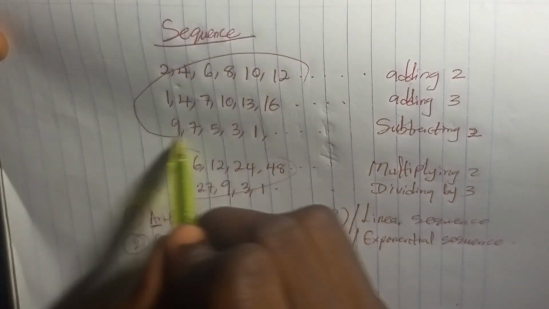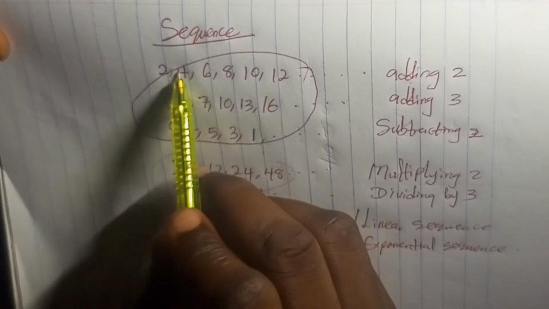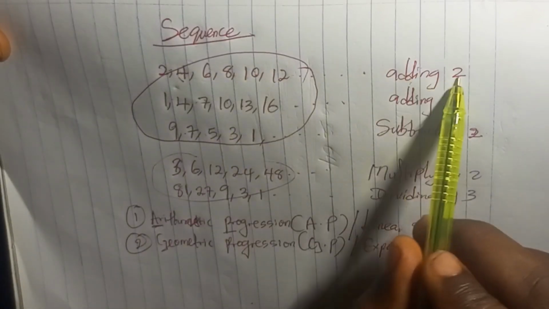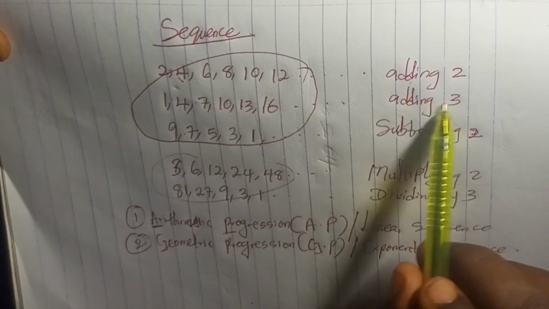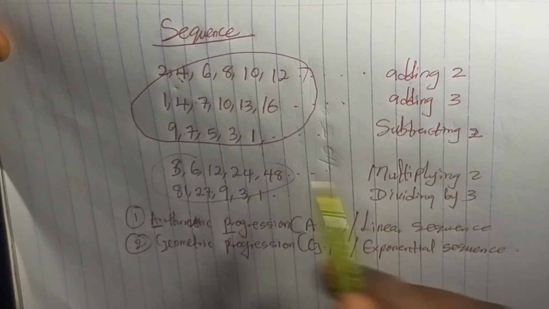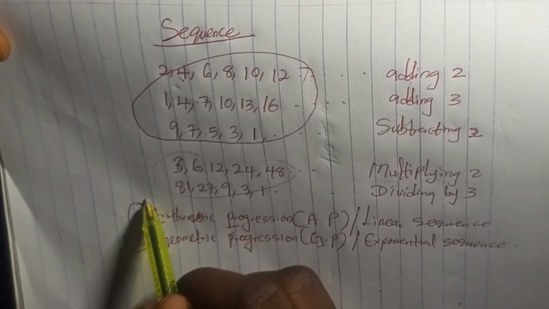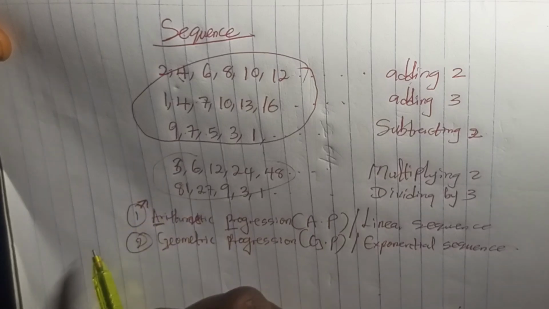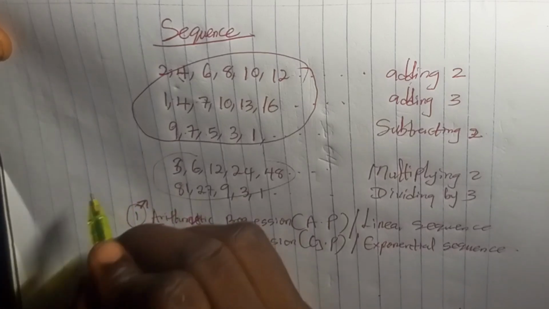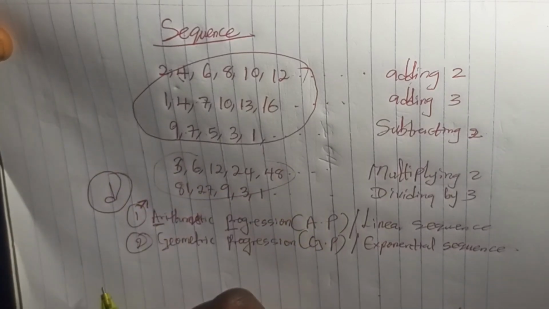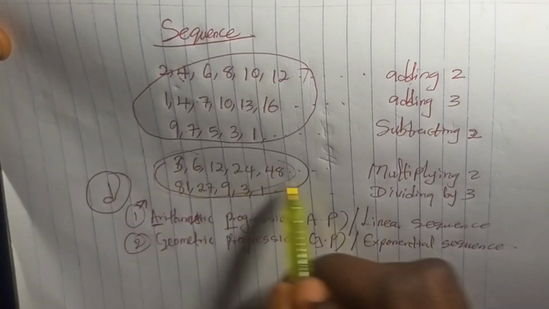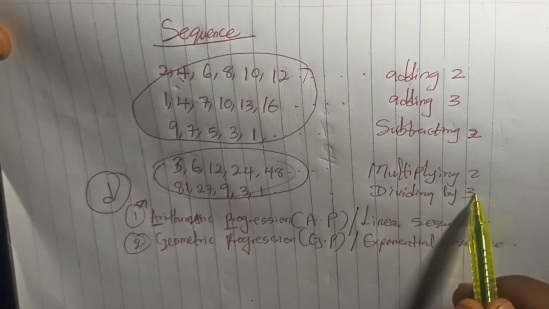Take a look at this set of numbers. For this one, you can see what we did to get the successive numbers. We are adding 2, right? Here we are adding 3. Here we are subtracting 2. So arithmetic progression is a type of progression whereby the successive terms are gotten by adding or subtracting a constant term known as the common difference, D. Does it make sense? Why a geometric progression? These ones, you can see we multiply by 2 here, we divided by 3 here.